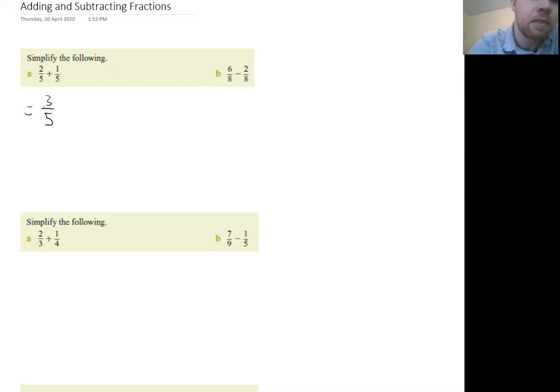That was question A. Question B, if I have 6 bits and take away 2 bits, then I'm left with 4 bits. These bits are 8s in this case. So the 8s doesn't change. We don't go 8 minus 8 is 0. We just go 6 minus 2 is 4. And then the 8 stays the same.